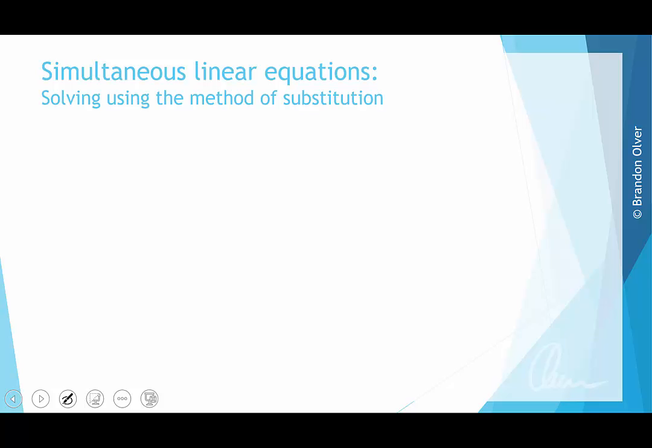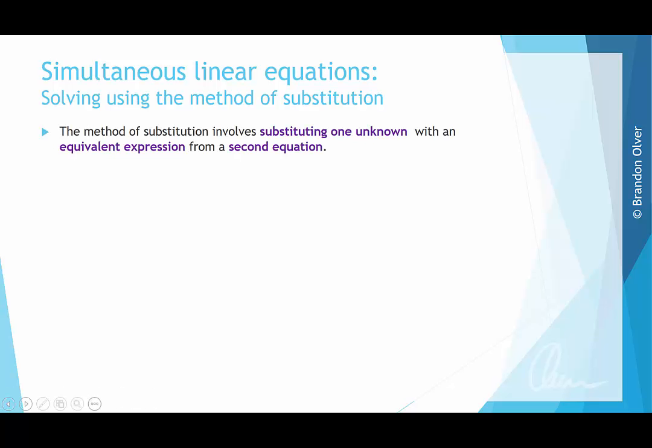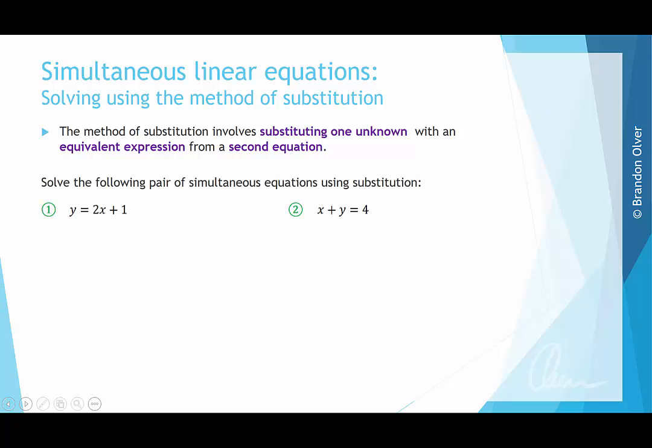One method that we can use to solve simultaneous linear equations is substitution. The method of substitution involves substituting one unknown with an equivalent expression from a second equation. So we'll have a look at this in an example right now. We want to solve the pair of simultaneous linear equations using substitution, where we have y equals 2x plus 1 and x plus y equals 4.